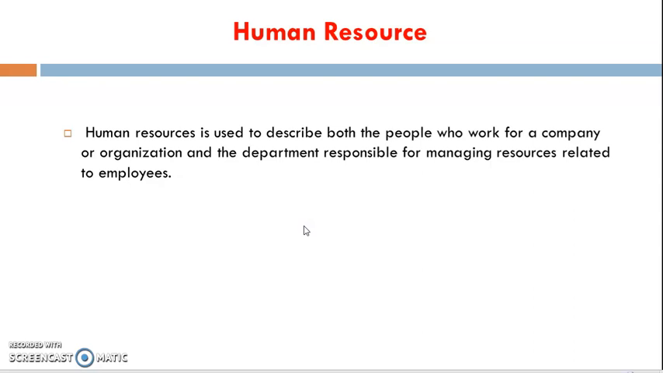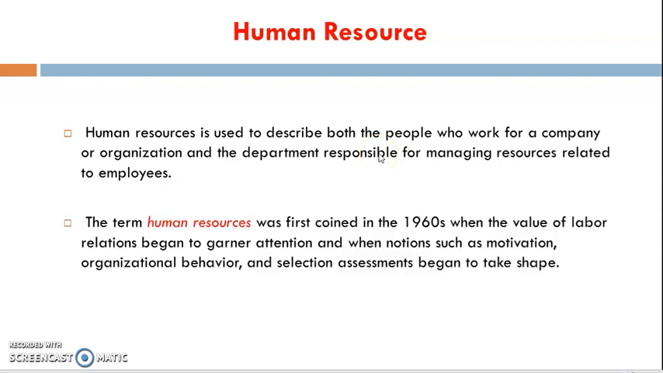Human resource is used to describe both the people who work for a company or organization and the department responsible for managing resources related to the employees. So it is basically used to describe both the people as well as the department. The people who work for a company or an organization, like the employees, and also the department which is responsible for managing resources which are related to the employees or are required by the employees.